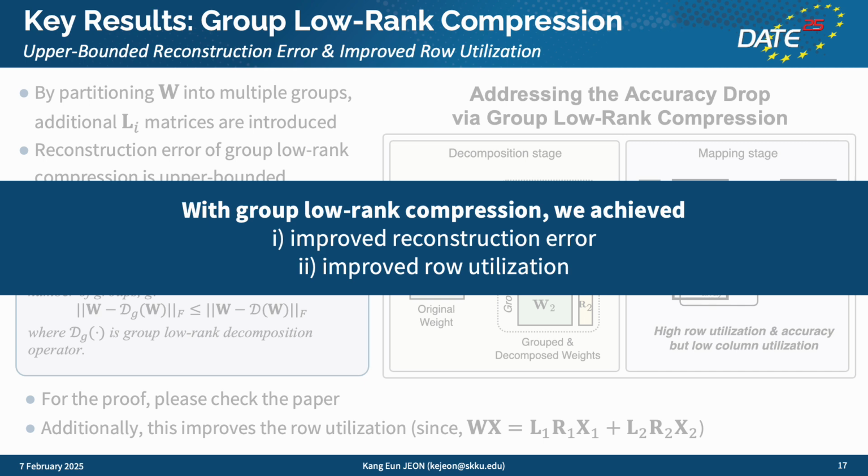To summarize, with the proposed group low-rank compression, we first achieve better reconstruction error, which hopefully will translate to accuracy improvement. And secondly, we partially address the underutilization issue by improving the row utilization in the second multiplication stage.